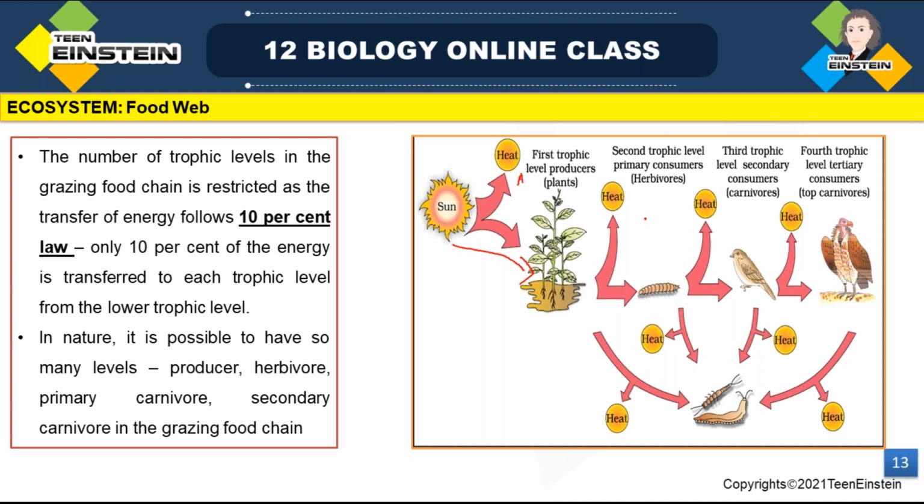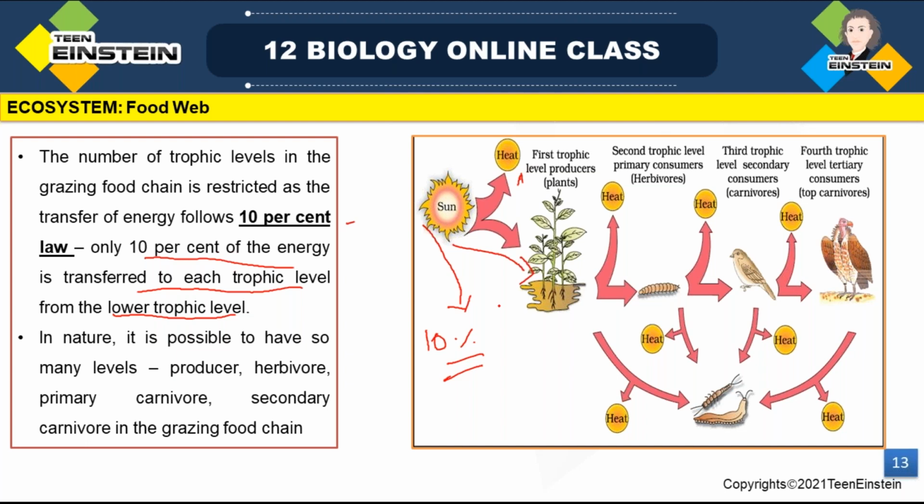Same like that, when a carnivore is consuming a herbivore, again only 10% of energy is getting fixed. When that energy is flowing from one level to another level, only 10% is getting fixed. So at each transfer, only 10% of the total energy is actually available to the next trophic level. This is called the 10% law. Only 10% of the energy is transferred into each trophic level from the lower trophic level, and when it is moving to the higher level also, only 10% is getting fixed.